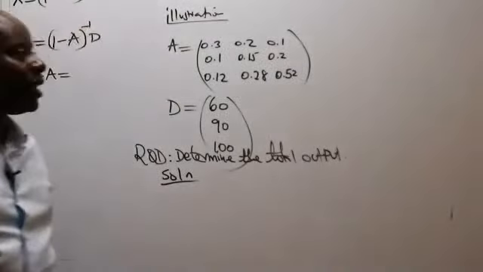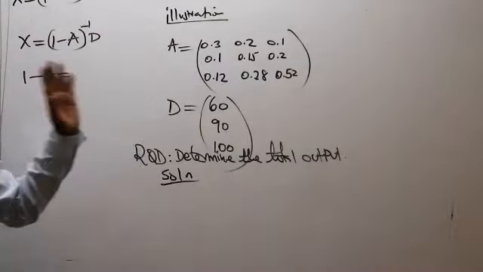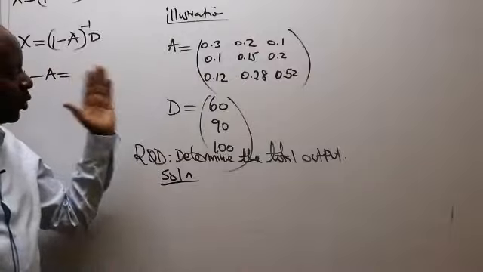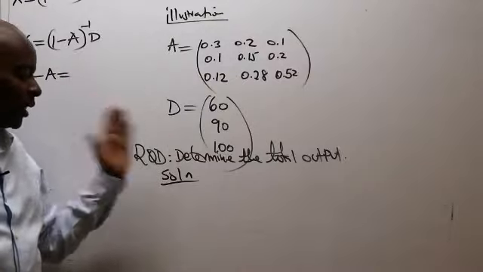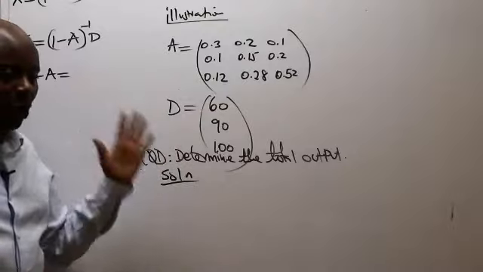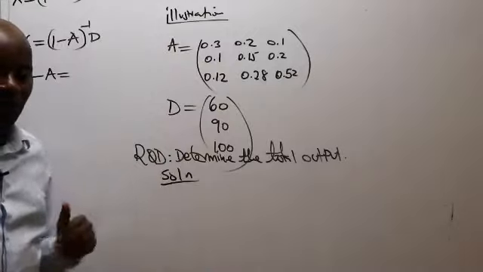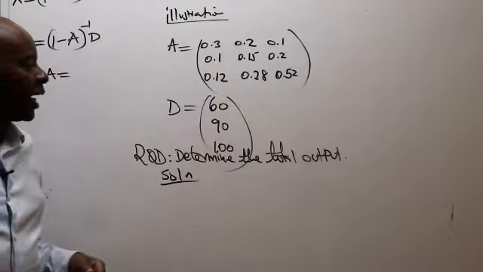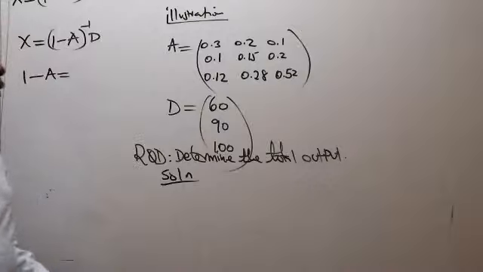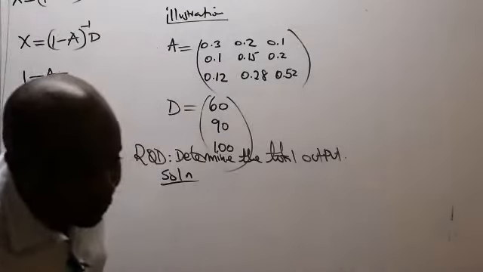So this is the input-output matrix, where they have given us a small illustration here. We have matrix A, and then we have matrix D. Matrix A, if you can recall, is what we called the technical or technological coefficients. And D, ladies and gentlemen, is what we called the final demand. D is the final demand.